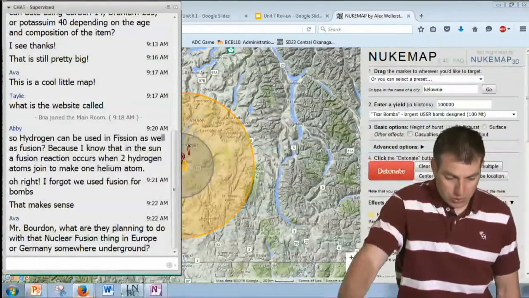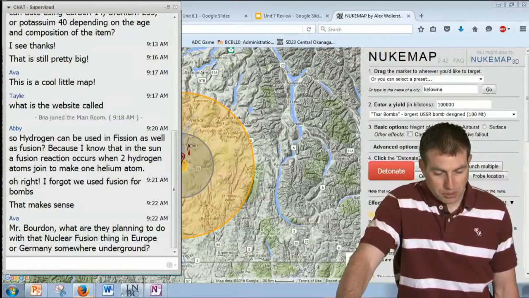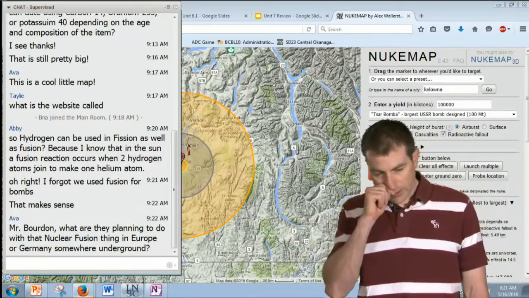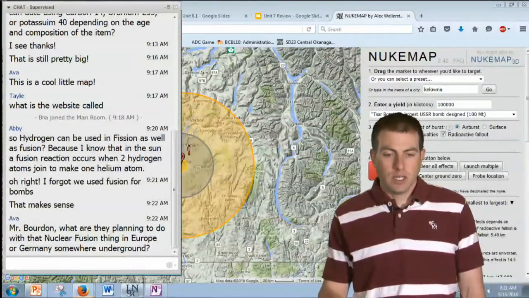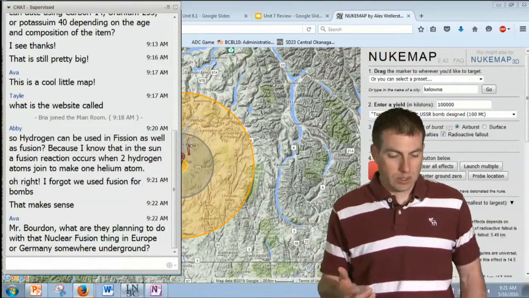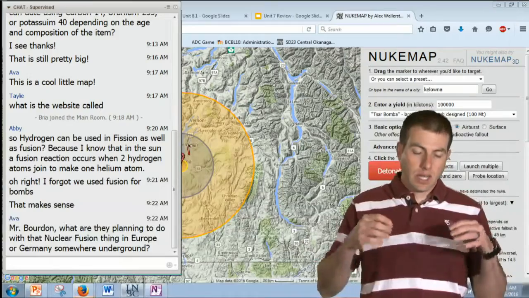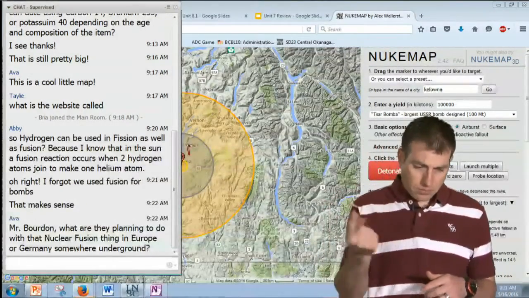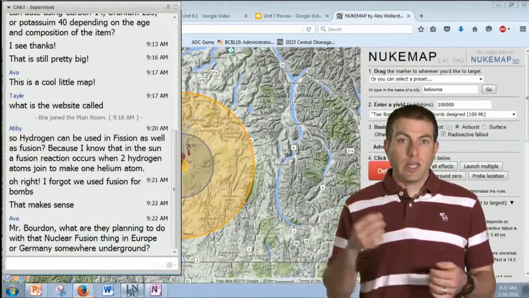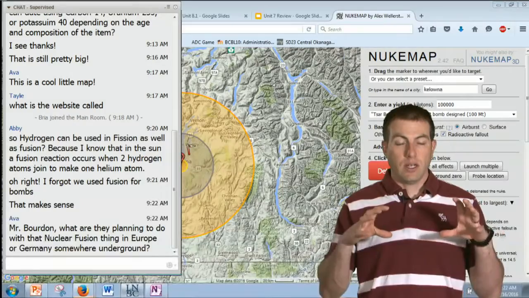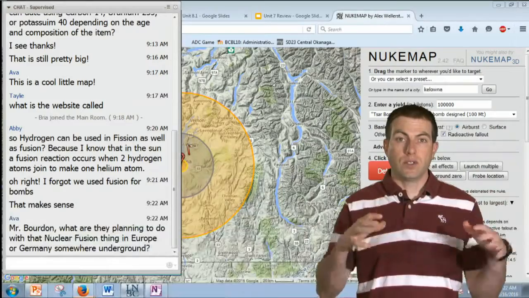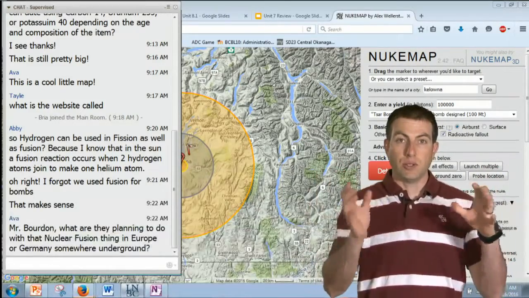What are they planning to do with nuclear fusion in the thing in Europe or Germany somewhere underground? They're testing fusion technology all over the place right now, and every once in a while they get a breakthrough where basically they get some energy out. The problem with fusion is they take protons and whip them around really fast, so hydrogen nuclei, just protons. In order to get them going fast enough, hot enough, and to create enough pressure, you have to have a lot of energy involved. So you're putting in lots of energy to get the fusion going.